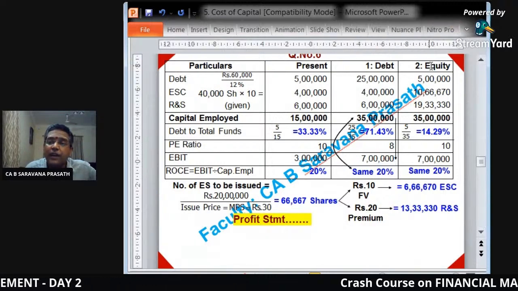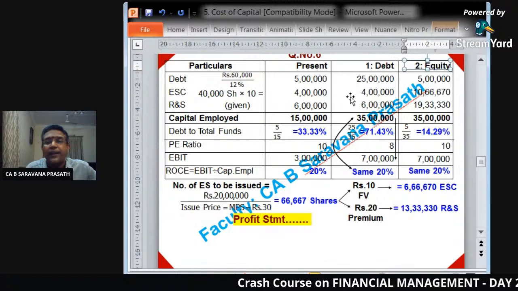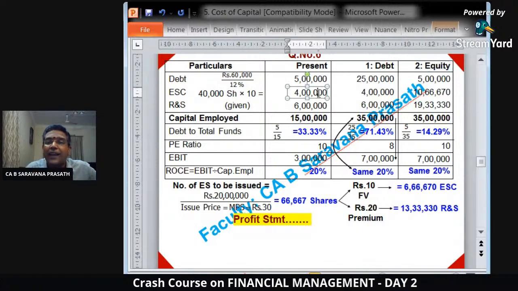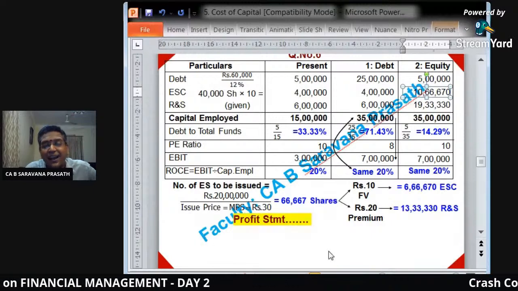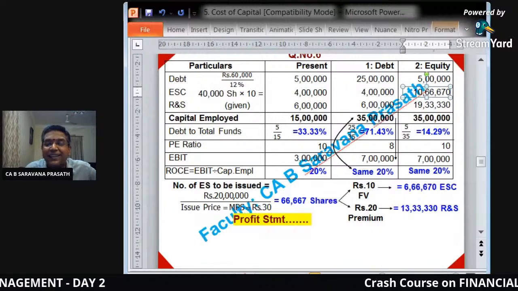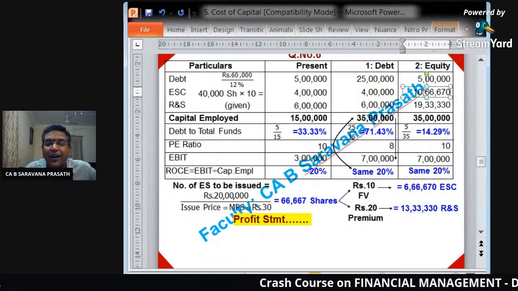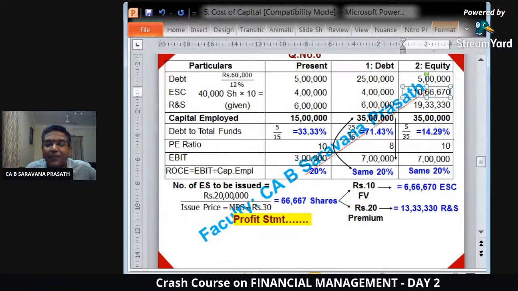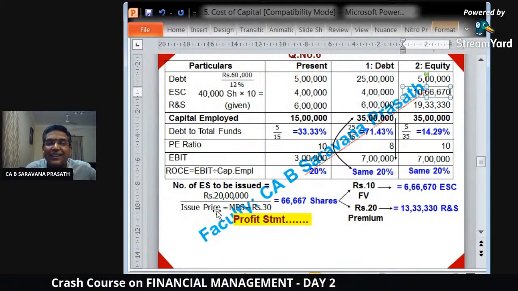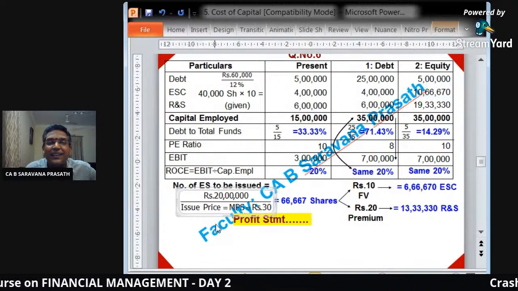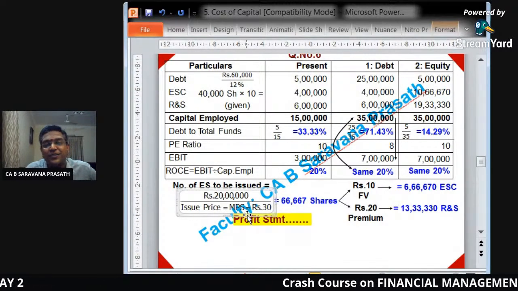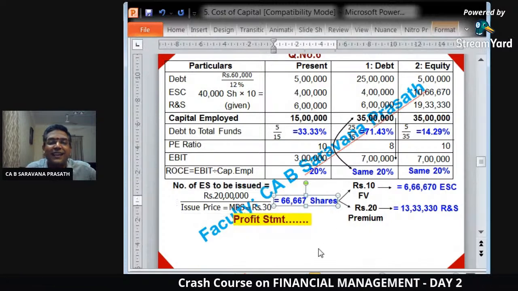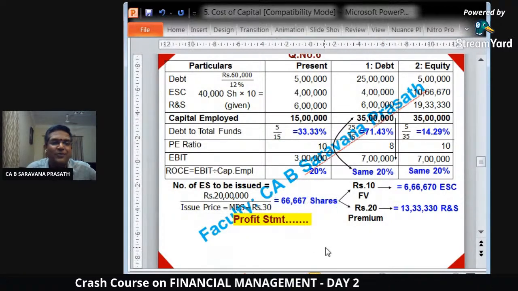When it comes to the last column, equity, I cannot directly add 4 lakh, the present capital, to 20 lakh. No, I cannot add. I have to consider the total in this manner. How do I have to consider? I have to consider 20 lakh rupees divided by the current issue price, the market price of 30 rupees. 66,667 shares only will be issued.